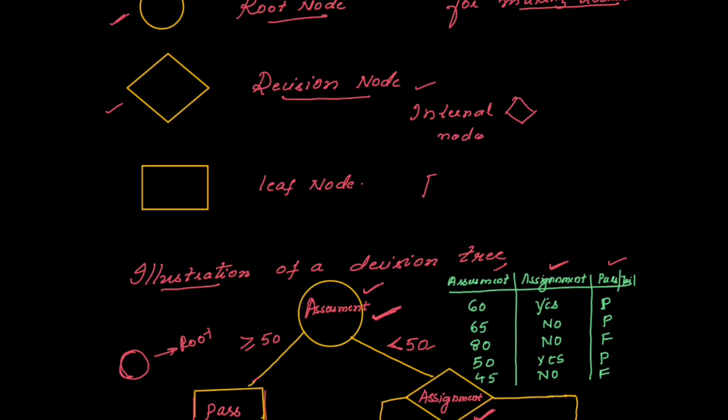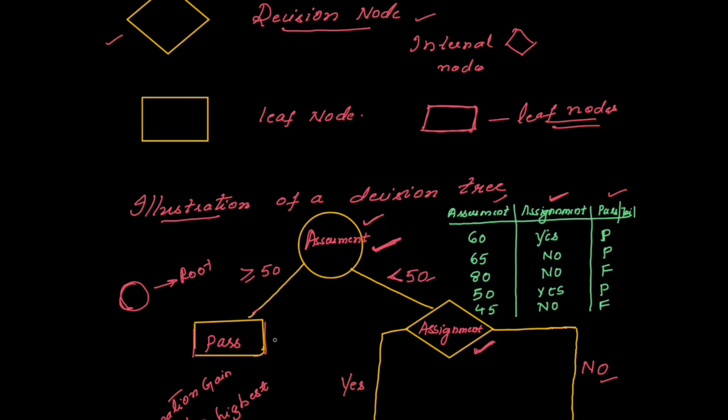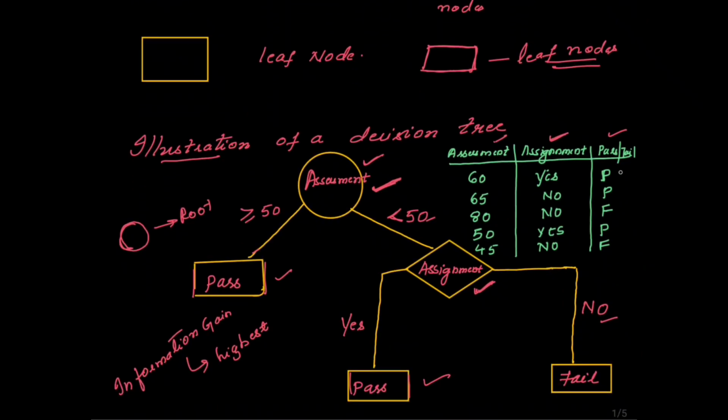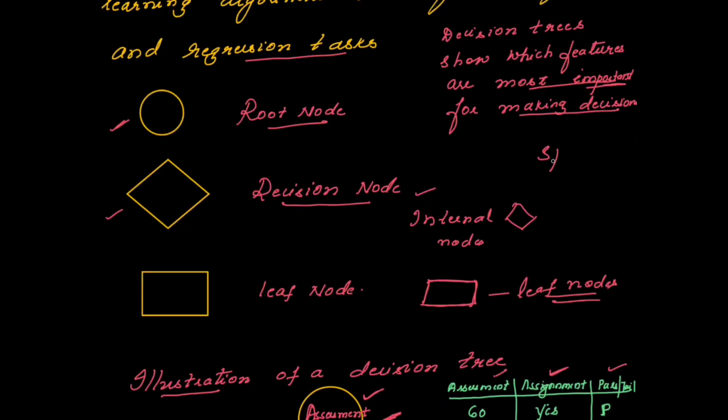Then we have the leaf nodes. The leaf nodes are represented in this manner using this symbol. The leaf nodes are the nodes that give the final output, that means a class label or value. Leaf nodes are the terminal nodes that give the final output. You can check here the leaf nodes. The final output is what? In our target attribute, it is pass or fail. So all the leaf nodes end with this output value only, either pass or fail.